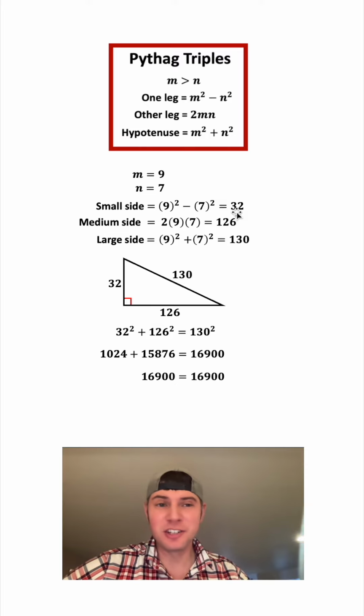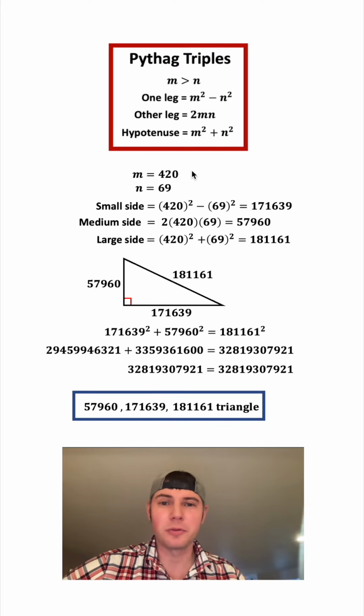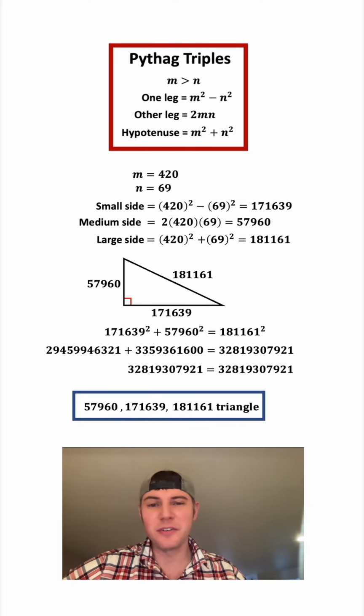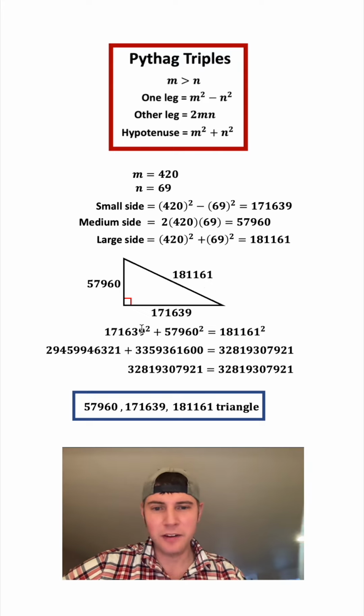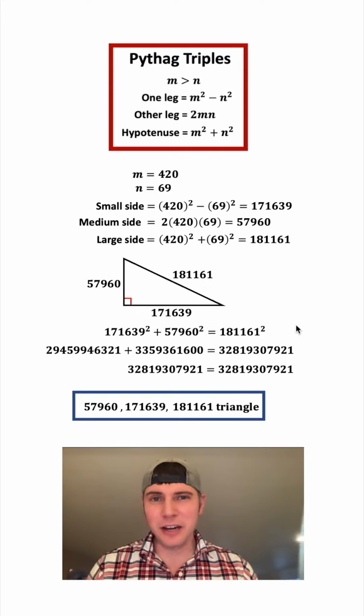And this will work for any integers you want. We can even do large numbers like 420 and 69. The smallest side would be 57,960. The medium side would be 171,639. And the largest side would be 181,161. And after we do all the math, it checks out. This is how they find Pythagorean triples.